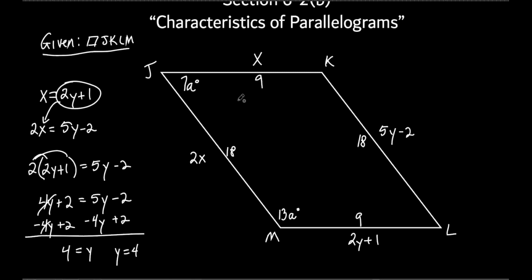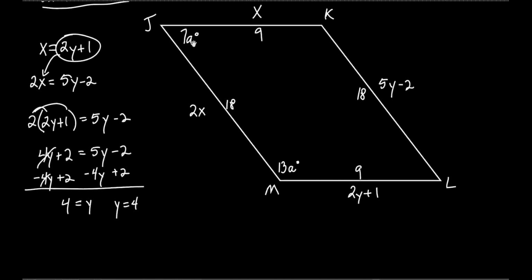All right, so what else do we have to find? We got our 4 sides. What else do I have to find? The 4 angles, correct? All right, so I got this. I got 7a, and I got what? 13a. So what do I do with those? Do I set them equal to each other? No. What am I doing? What are they? They're supplementary.